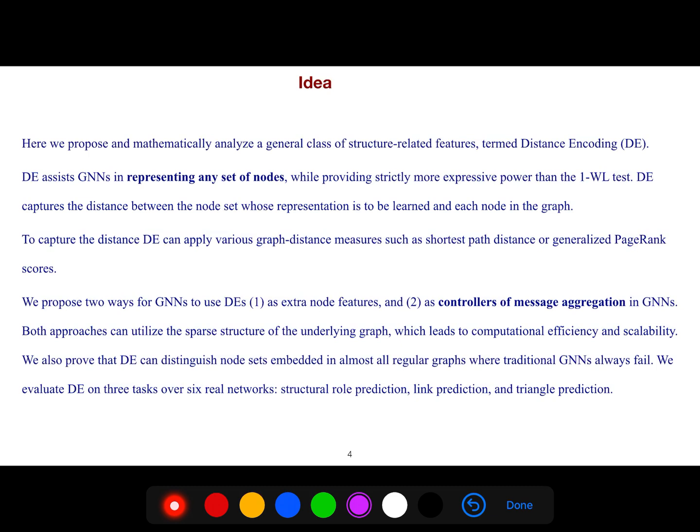So we propose two ways for GNNs to use this distance encoding. One as external features, the second one as controllers of message aggregation, which I like more than the first one. The first one is trivial, but the second one is very interesting. Both approaches can utilize the sparse structure of the underlying graph, which leads to computational efficiency and scalability.